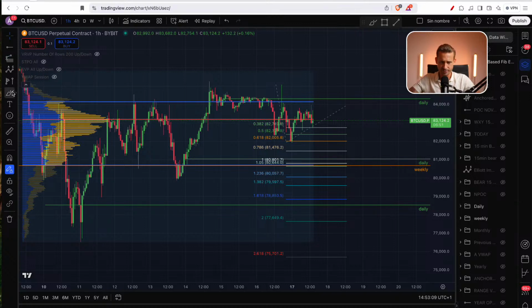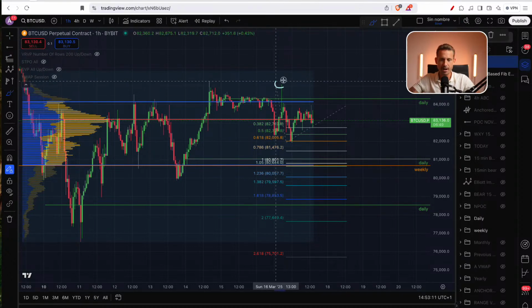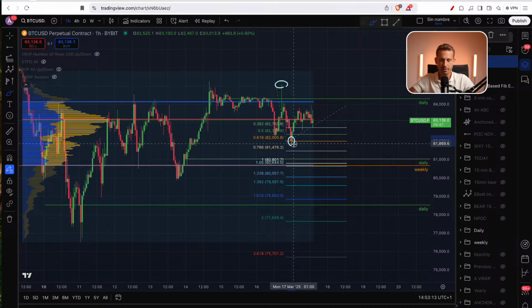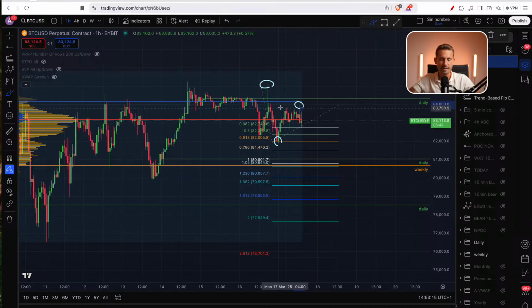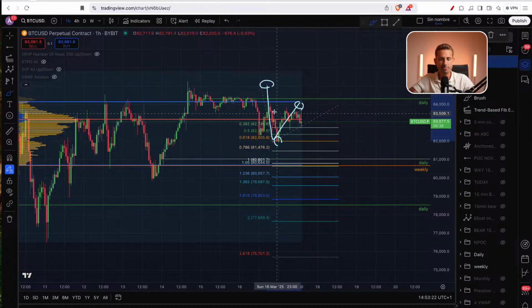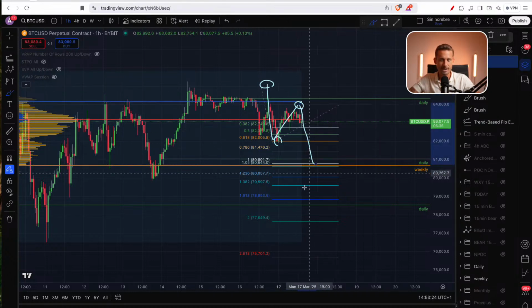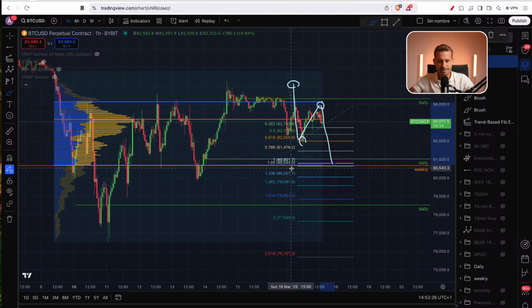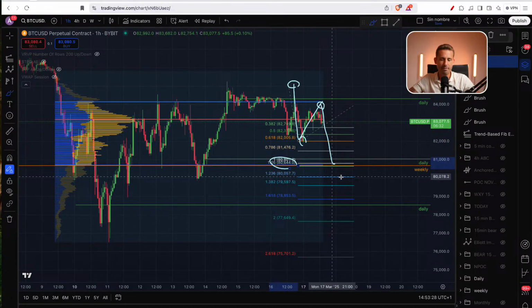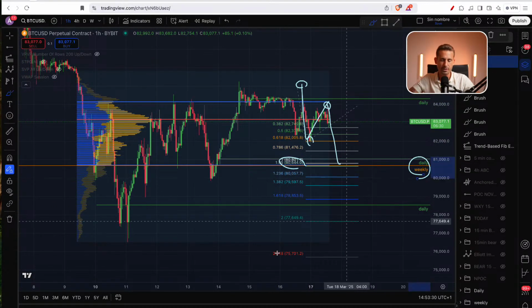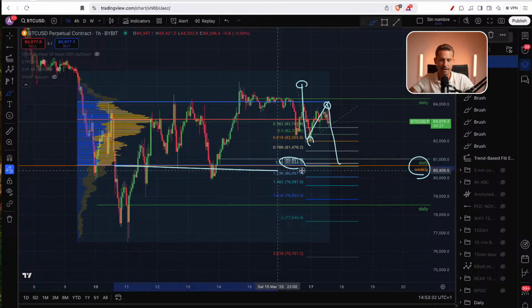One-to-one extension from pivot high to pivot low to the pivot high, right? The latest lower highs and lower lows that we've had throughout the last 24 hours. This one, right? One-to-one extension is sitting where we have our level of confluence: daily, weekly, valley area low.